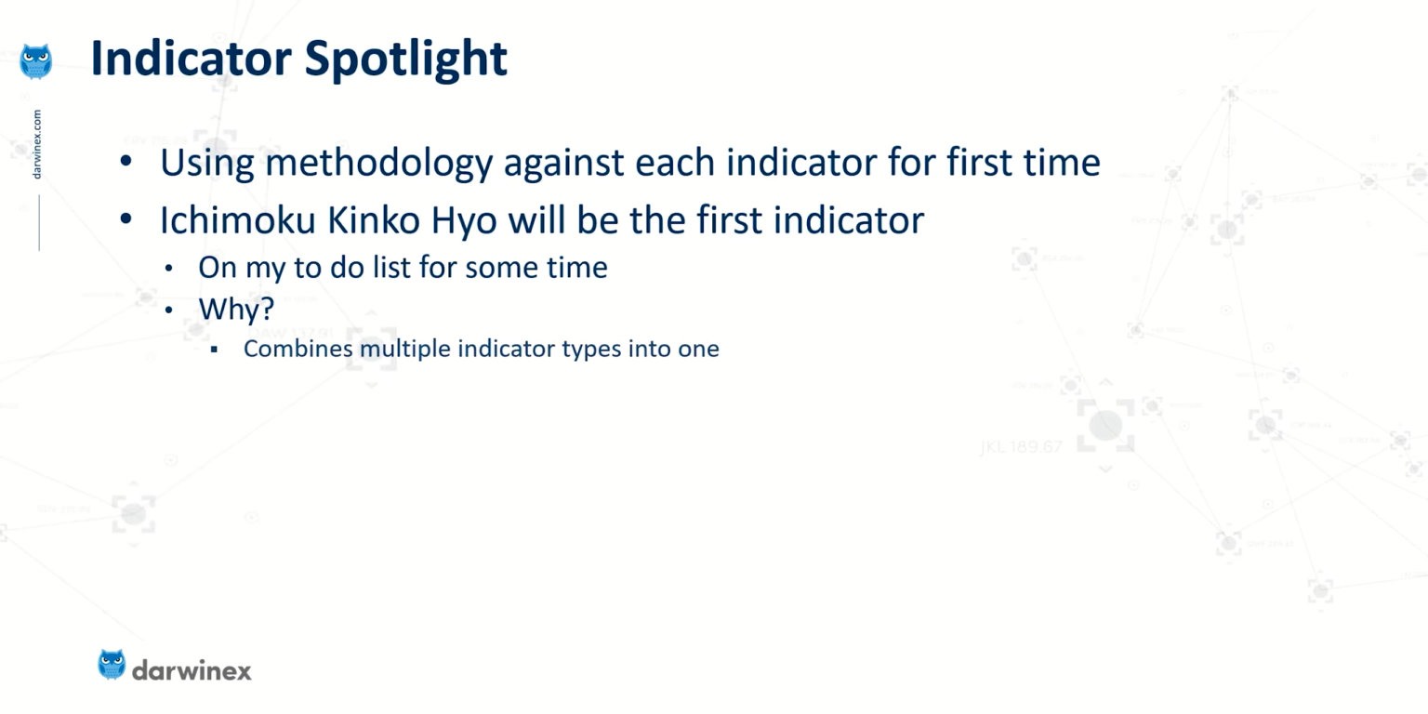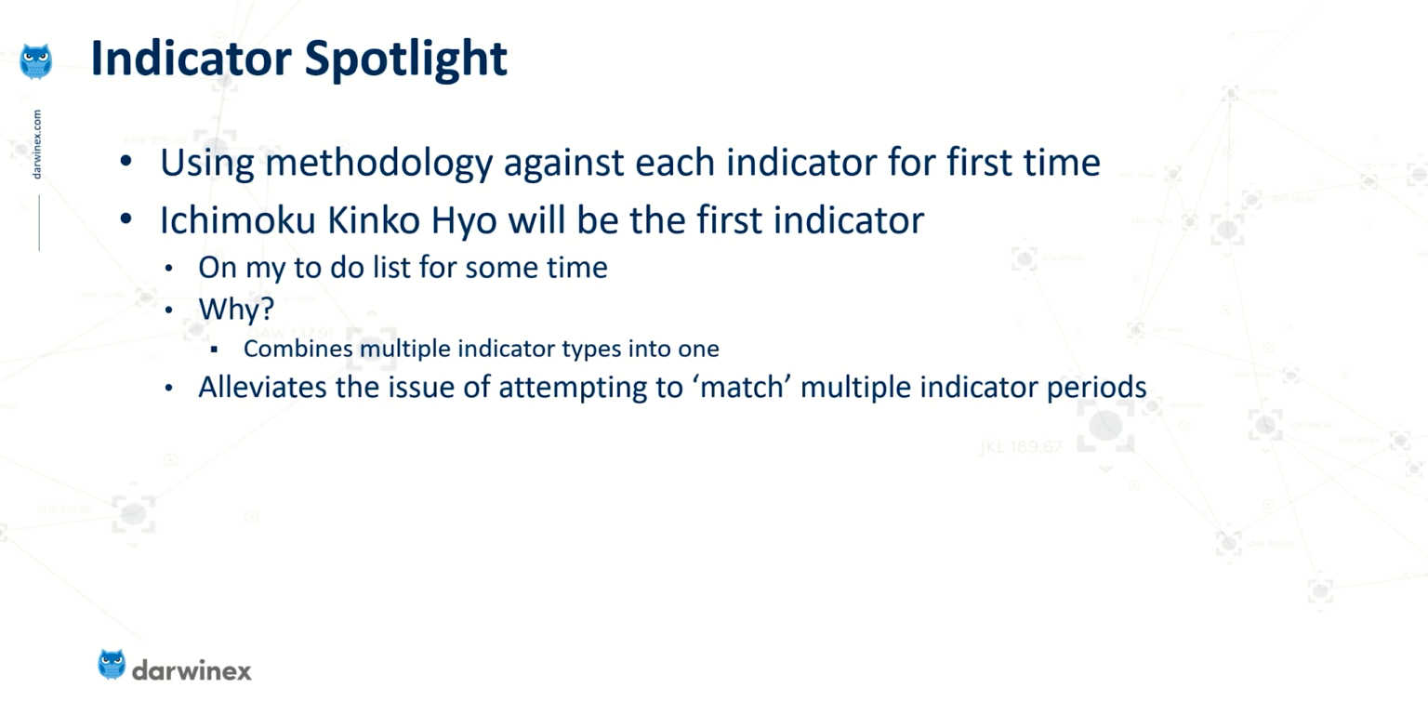Well, the reason is that it combines multiple indicator types into one single indicator. And in actual fact, it does address a very real problem that algorithmic traders and systematic traders encounter. And that is that when you use multiple different indicators, so for example, an indicator to give you a signal to either buy or sell, in combination with another indicator to tell you if there's a strong trend and in which direction.